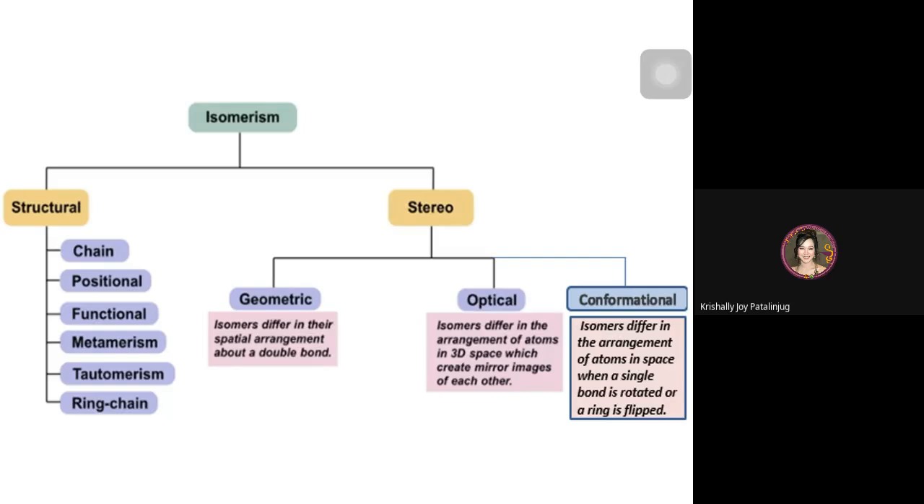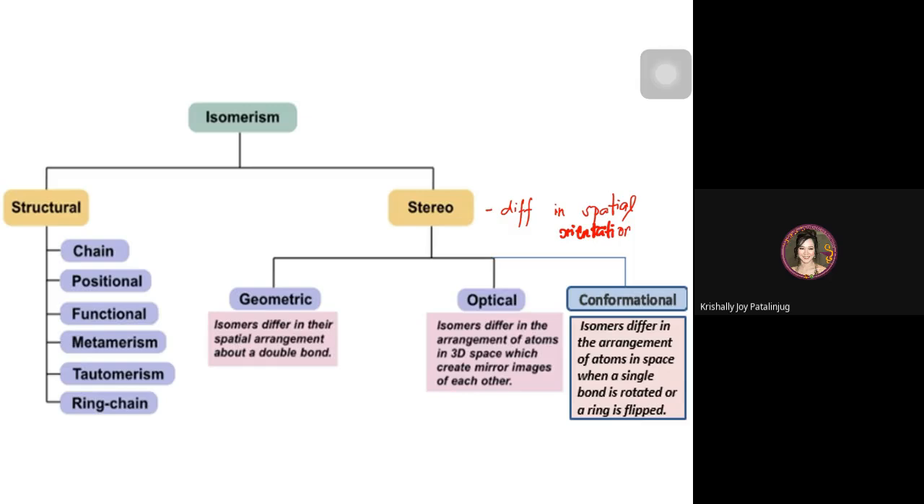At this juncture, let us proceed to the second classification of isomerism, stereoisomerism. In our prior discussion, stereoisomerism is a type of isomerism in which the structures differ due to the differences in spatial orientation of atoms in a molecule. I repeat, when we say stereoisomerism, this exists due to differences in the arrangement of atoms in space. So it has something to do with the three-dimensional arrangement of atoms in a molecule.